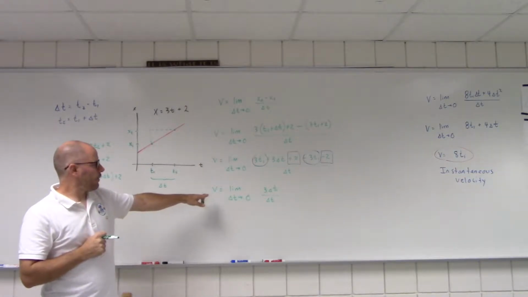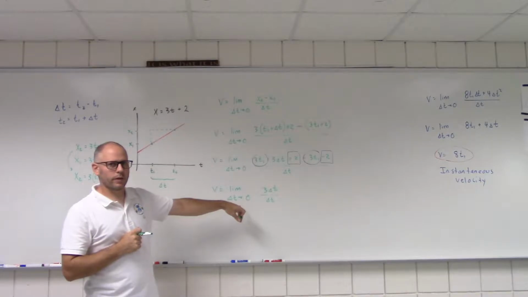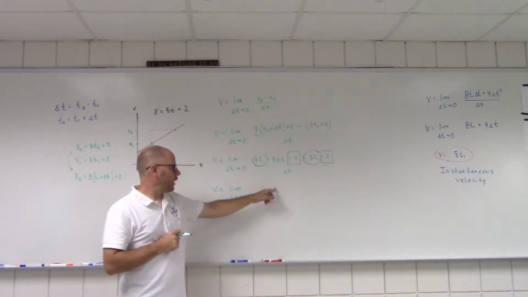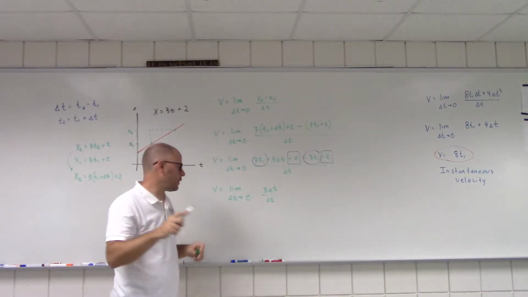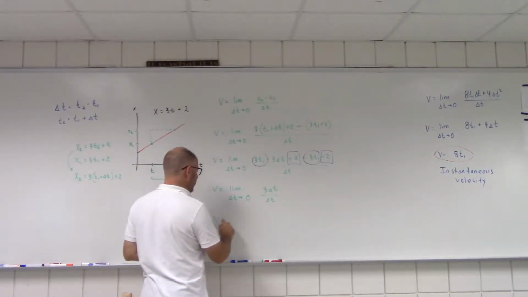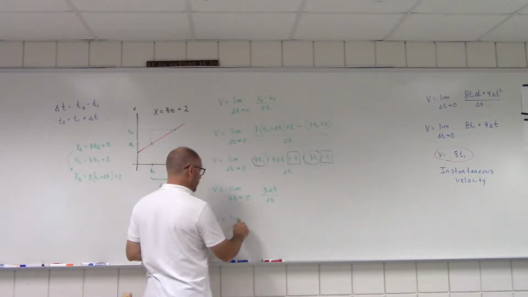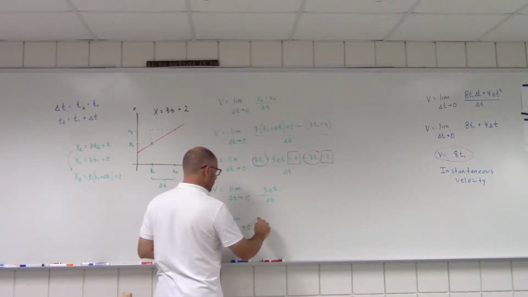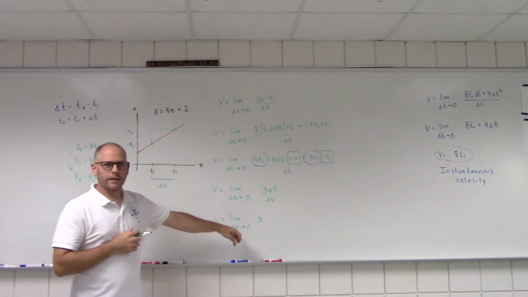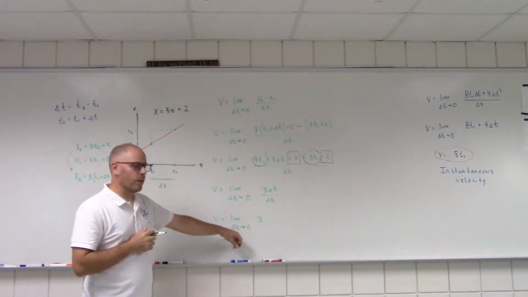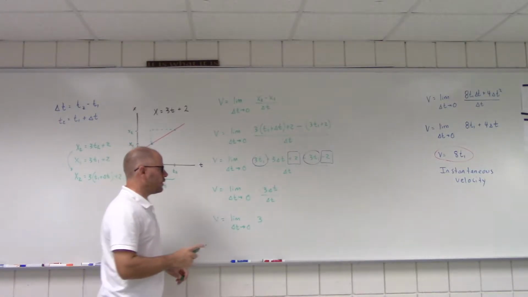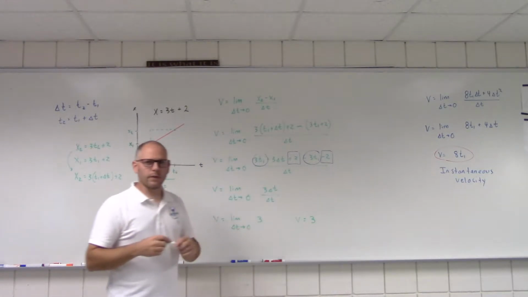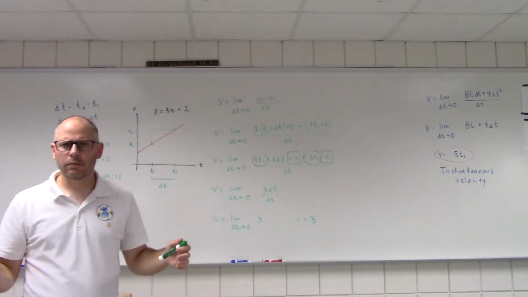So now we end up with the velocity is the limit as delta t goes to 0, but the only expression I'm left with is 3 delta t over delta t, and somehow those delta t's magically disappear. We call it canceling. And I'm left with the velocity is equal to, and since we lost all our delta t's, we don't care about the limit now, so it turns out that the velocity is just equal to 3.